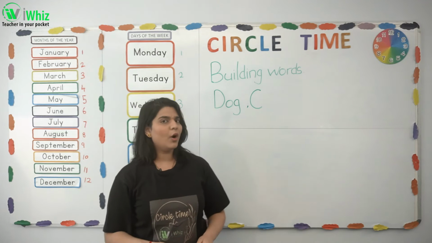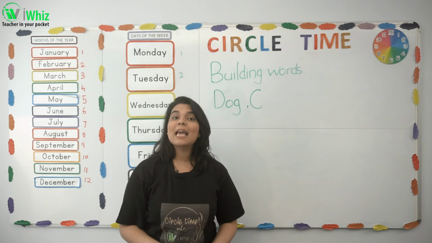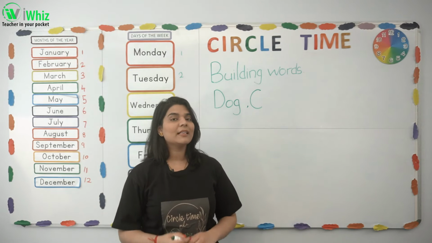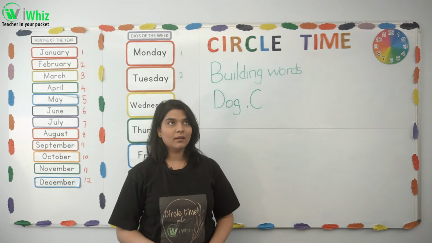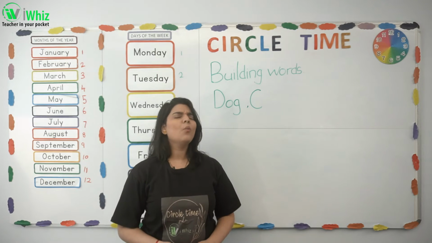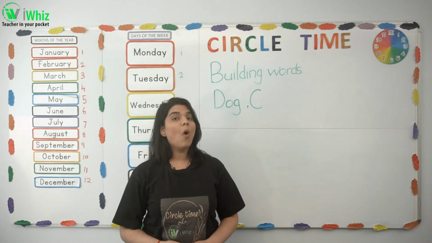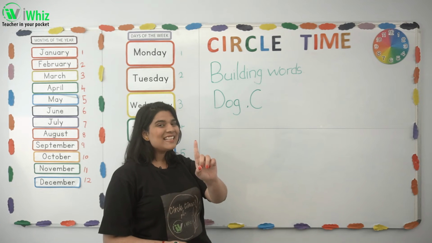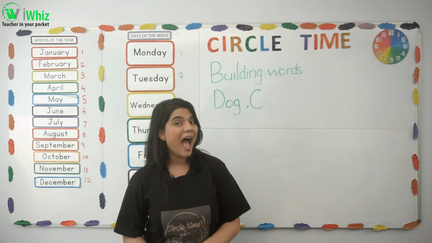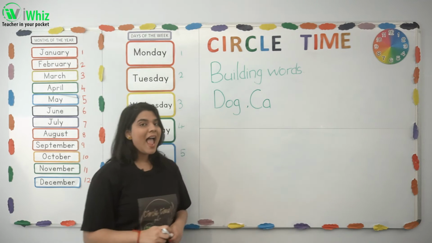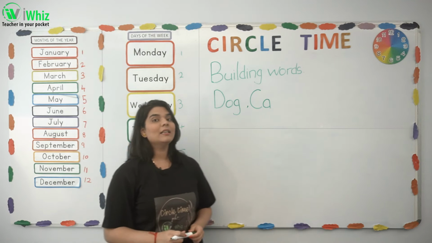Now what's our word again? Our word is cat. So what's the second sound that comes out from cat? K-A-T. What makes the sound A? Perfect! The first letter of the alphabet makes the sound A. That would be letter A. So our word is cat.